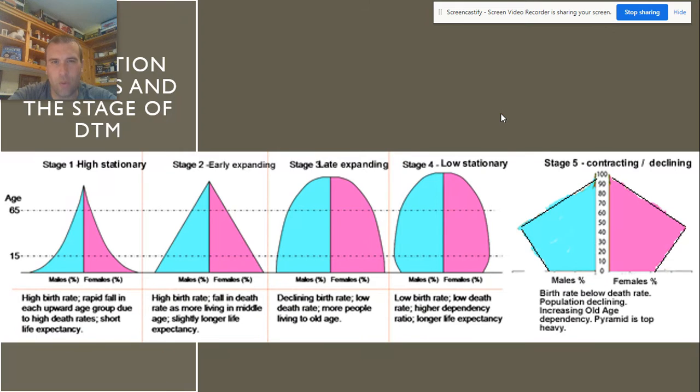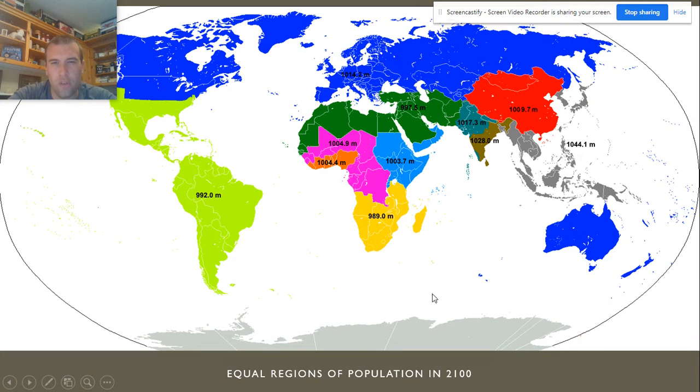If you think about it this way, okay, these are equal. So this is the region's population in 2100. So look at color. If you're colorblind, I apologize.